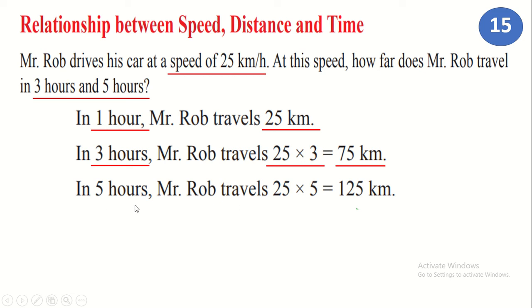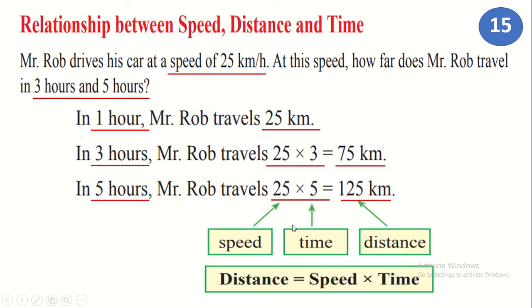In 5 hours, Mr. Rob travels 25 kilometers times 5. The answer is 125 kilometers. Okay, students?